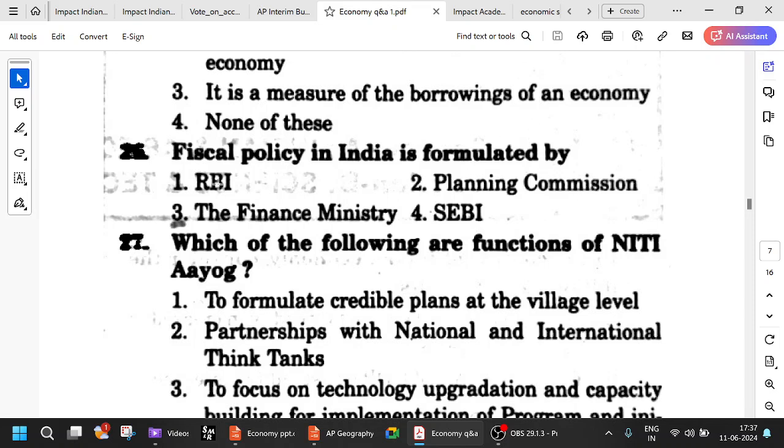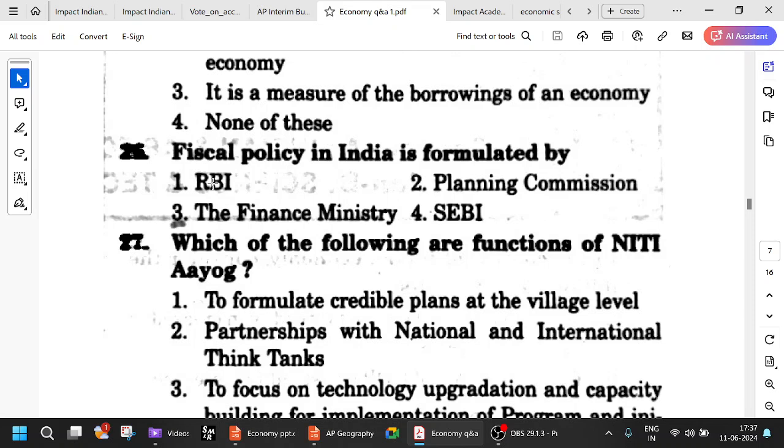Planning commission is no longer there. Reserve Bank obviously looks after the regulation of the banking industry, and fiscal policy is given by the finance ministry. Okay, so basically how much revenue we got, how much expenditure we have, and fiscal policy is basically which sector gets how much money, which scheme gets how much money, all that is fiscal policy.